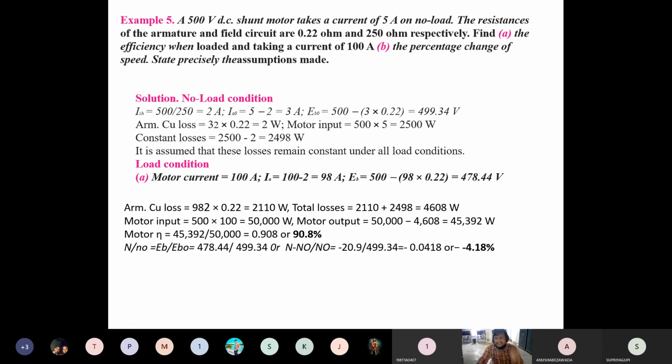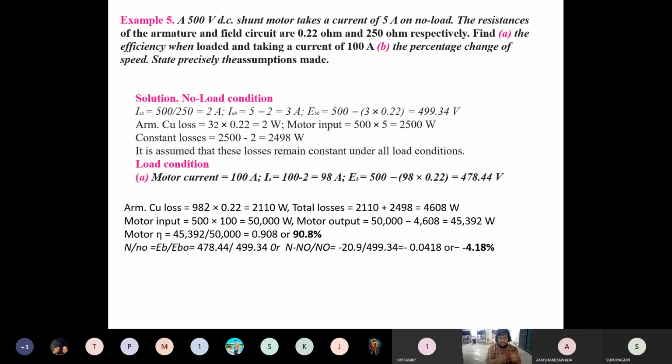At the loaded condition they have given a current of 100 amperes, that is the IL value. Now IA is equal to IL minus ISH for a motor, right? For a generator, IA is equal to IL plus ISH. So IA is 100 minus 2, that is 98 amperes. Now find the EB. EB is again V minus IA RA, so 500 minus 98 into 0.22, that is 478.44 volts.